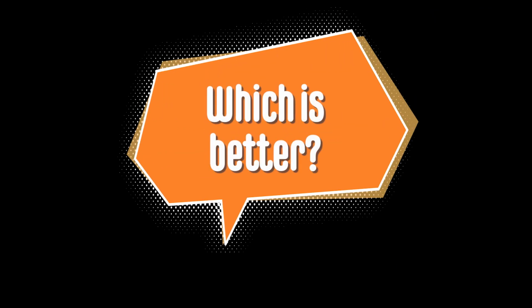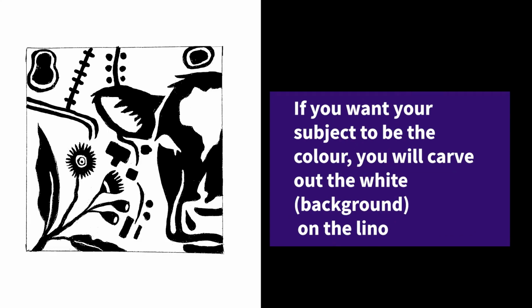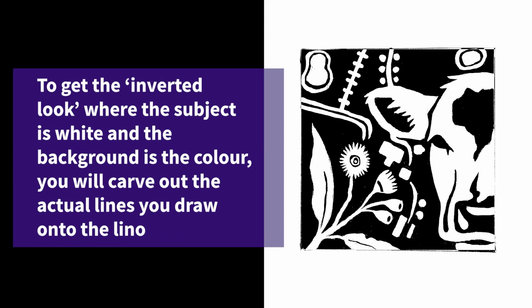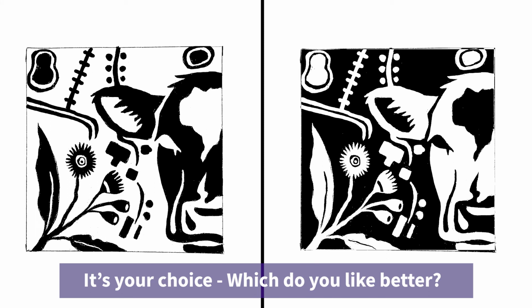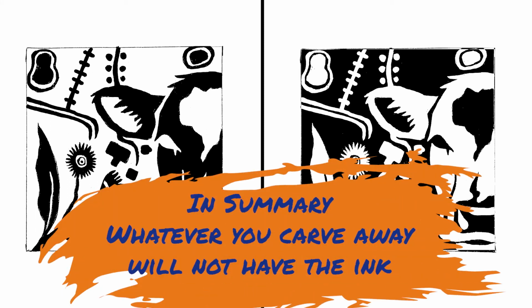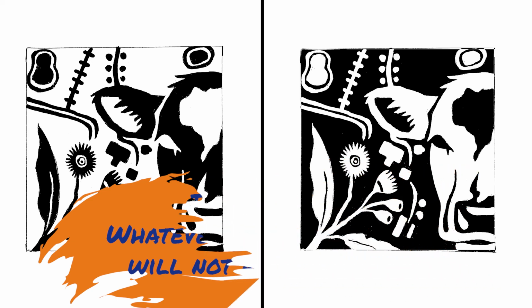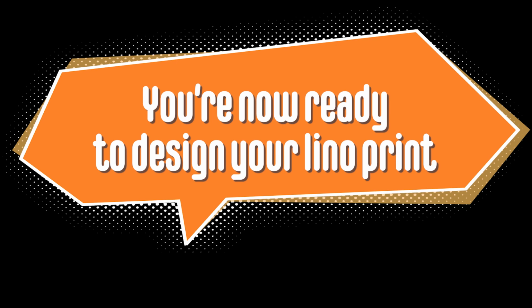Now, which is better? If you want your subject to be the colour, you will carve out the white background on the lino. To get the inverted look, where the subject is white and the background is the colour, you will carve out the actual lines you draw onto the lino. It's your choice really. Which one do you like better? So in summary, whatever you carve away will not have the ink. You're now ready to design your lino print. Good luck!